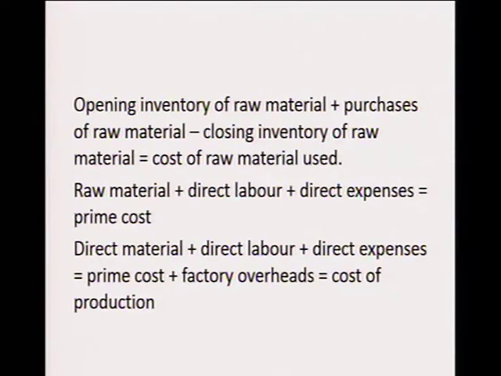And then how do you get the prime cost? It's also very important that you know that formula. It is when you have raw materials, and then you add the direct labor plus the direct expenses. And then the cost of production, the formula, you take the direct material plus direct labor plus direct expenses, and then of course that will give you a prime cost, and then to your prime cost you are now adding all your factory overheads, and then it will give you the cost of production.